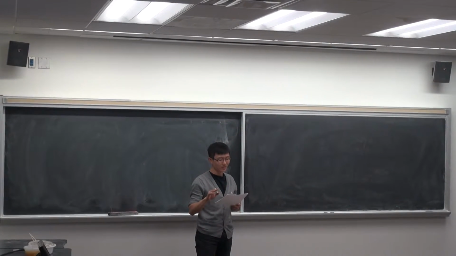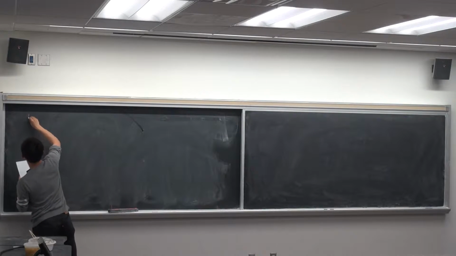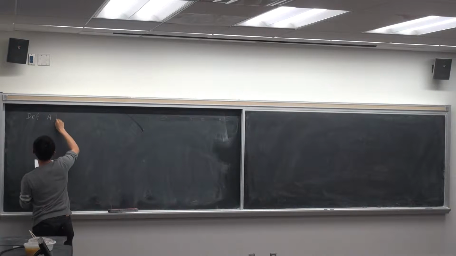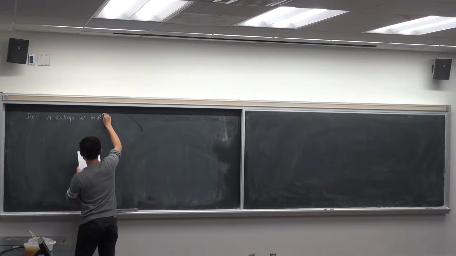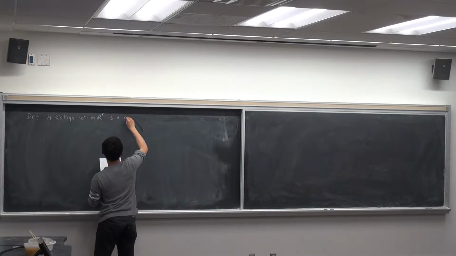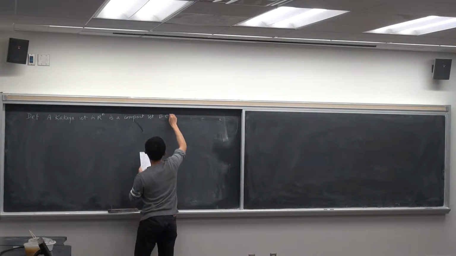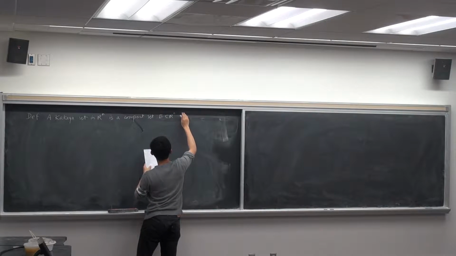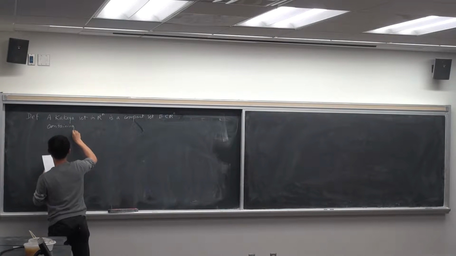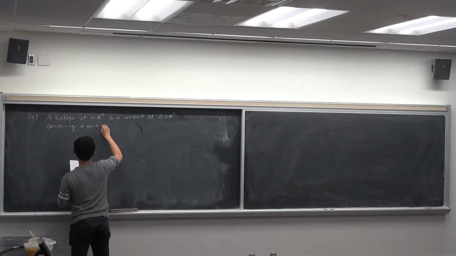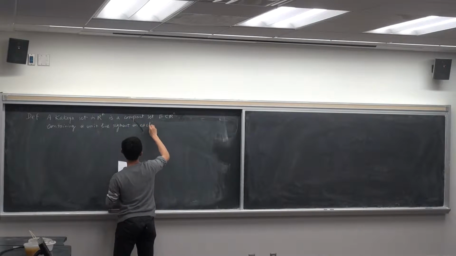I'll just skip the geometric intuition of it and just give you the definition. A Kakeya set in Rn is a compact set, call it E, such that the set contains a unit line segment in each direction.